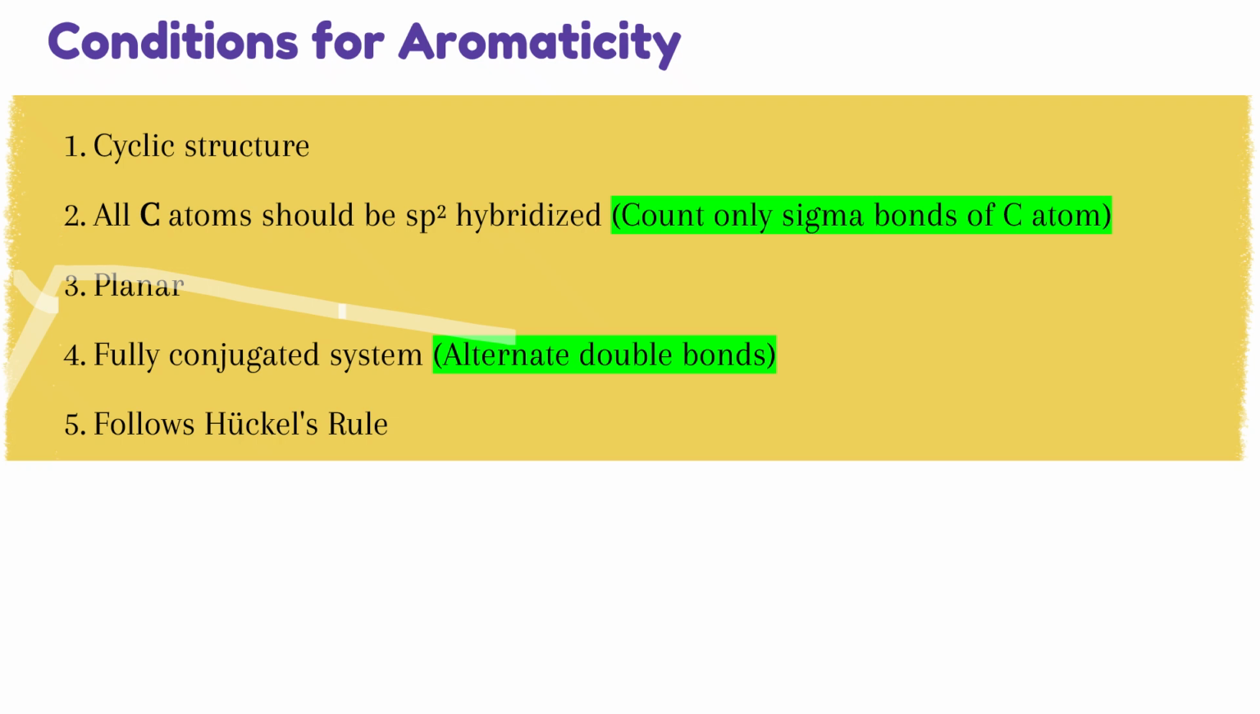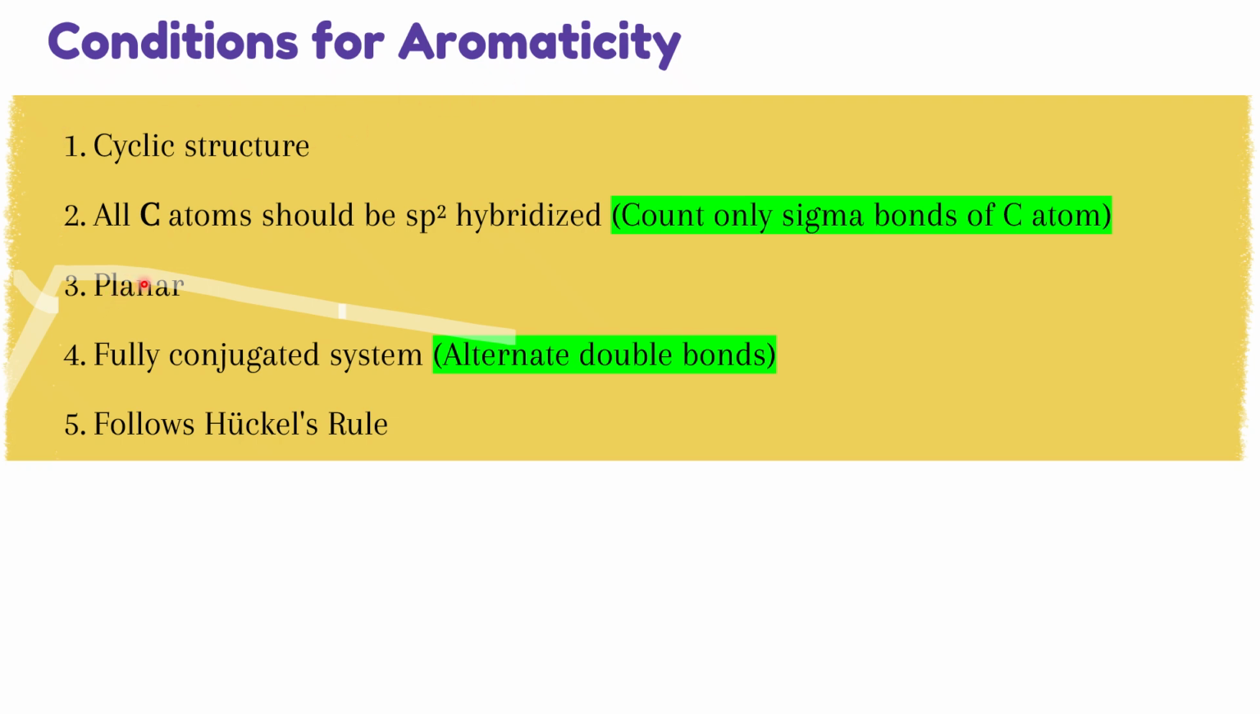Now let us understand the conditions for aromaticity. Using this checklist, you will be able to easily determine whether the given structure is aromatic in nature or not. This is very useful in order to determine which compounds will undergo electrophilic substitution or not, because if the compound is not aromatic, then it will not undergo electrophilic substitution reaction. So this is the easiest checklist that you can follow in order to determine the aromaticity.